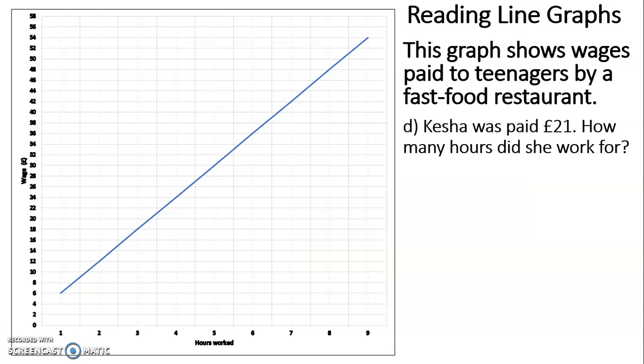Right, Kesha was paid £21. How many hours did she work for? Right, so this is the opposite way round. We're being given the amount she was paid. We need to know how many hours. So we're going to start on the y-axis. We're going to find 21. We don't have 21 marked, but we have 20 and 22. So midway between, we're going to draw a line across to where it meets the line of the line graph. And then from there, we're going to draw straight down, and it comes halfway between 3 hours and 4 hours. So that must mean that Kesha worked 3.5 hours.